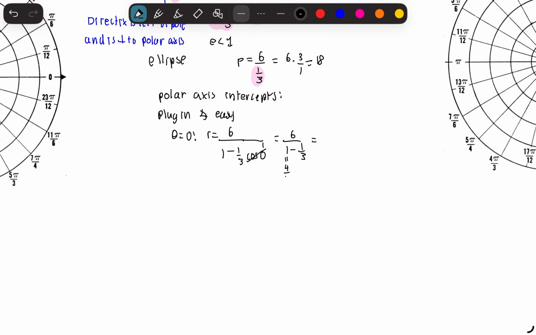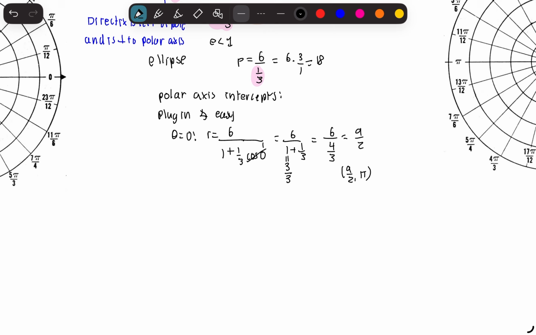You can write that as 4 over 4. That would give you, and then you have to convert that into a common denominator. So you would have 6 over 3 over 3 minus 1 over 3. But this is actually a plus, so that's why you get 4 over 3. So this is 9 over 2. So your point is going to be 9 over 2, pi.